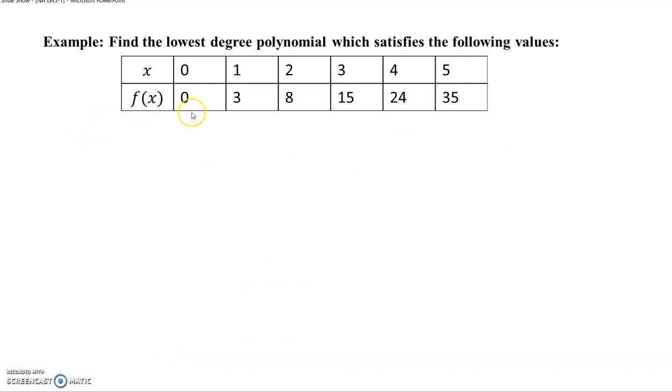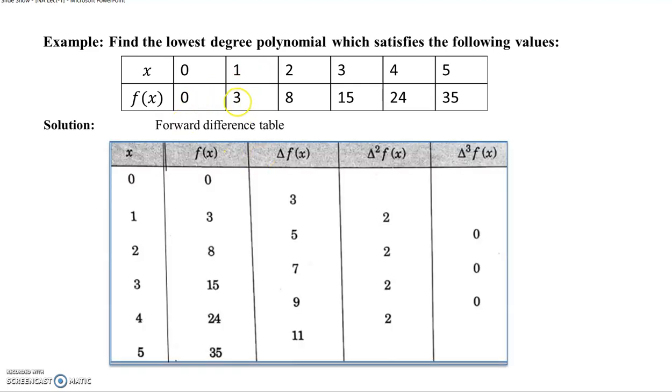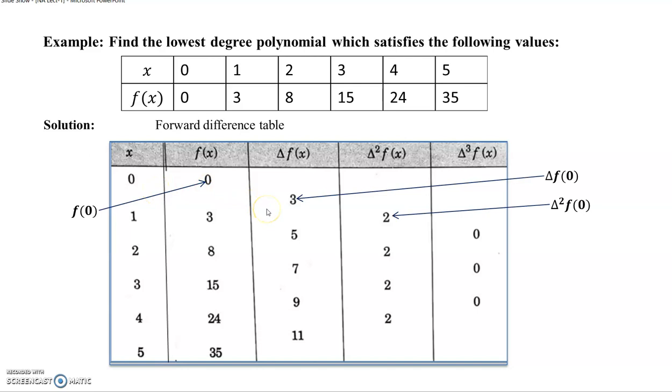Next example. Find the lowest degree polynomial which satisfies the following values. So we have arguments and we have entries. Let us start to find the lowest degree polynomial. First, the forward difference table. Now you can draw this table. Here we have f of 0 corresponding to 0, then delta f of 0, delta square f of 0 and delta cube f of 0. Again we'll use these 4 values, or you can say leading term and leading differences, in the binomial expansion. So we have to find the lowest degree polynomial.